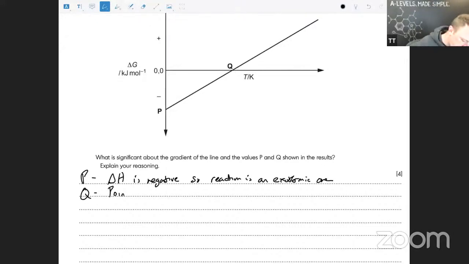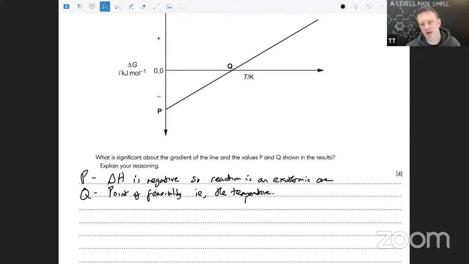Good. This is the point of feasibility, i.e., the temperature. Now, what we're going to say here is the temperature at which what happens? It's the temperature at which blank. So fill in that blank. Not the temperature at which it's feasible. Careful. Look at the graph. We're moving from negative into positive delta G. So if I'm increasing temperature, good, Miss C, we're there. So it's the temperature at which the reaction is no longer feasible.